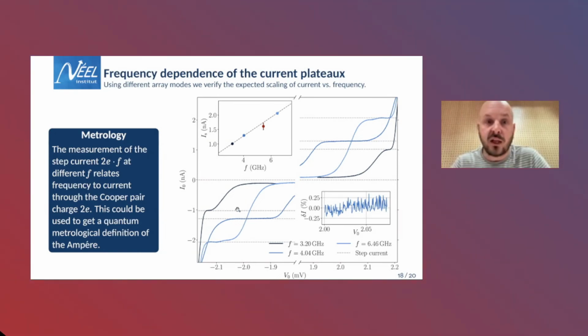For the sake of clarity, on this large graph, I am plotting the current versus the voltage for these three different pump frequencies. So of course, the color code is the same. Dark blue, light blue, and medium blue, they are for these three different frequencies. And you see that every time you see one plateau, and one plateau.